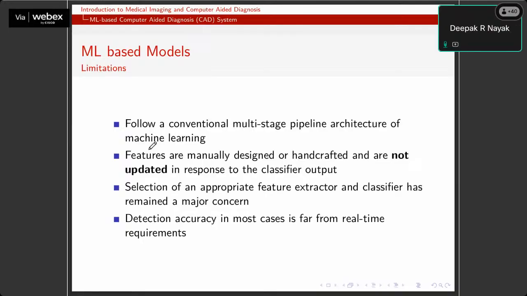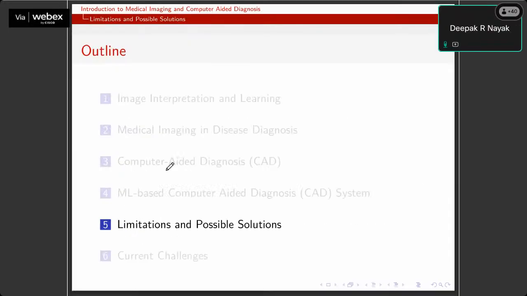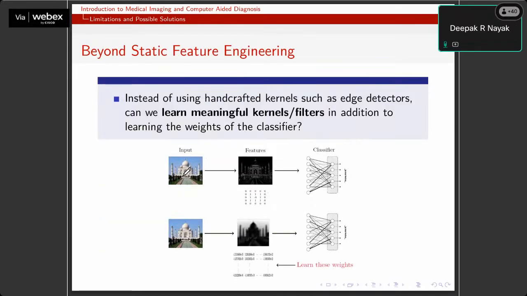Fine. So these are some of the points which we discussed right now, that is, what are the limitations of the machine learning-based models, and of course, what is the solution then? Instead of using static features, if I use dynamic features, if I can learn the features instead of extracting them manually from the images, if I can learn the features along with learning the weights and biases or the parameters of the classifiers, probably my problem is going to be solved.